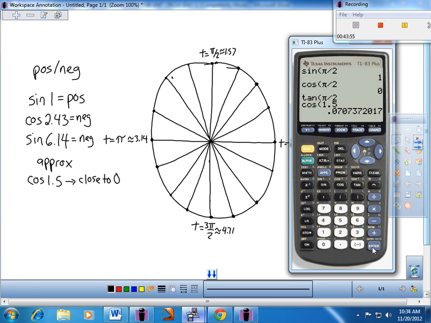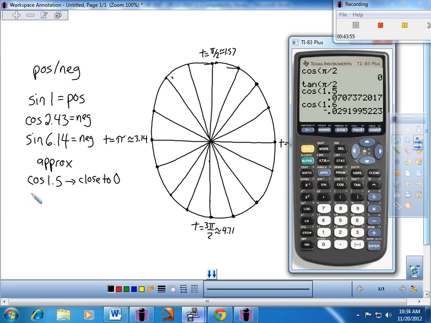What if I went just beyond the pi over 2? What if I said like cosine of 1.6? Same thing. Very, very close to that pi over 2. So very close to 0, but as you can see, everyone, negative. So it's beautiful how it really works out according to the way we've developed this.